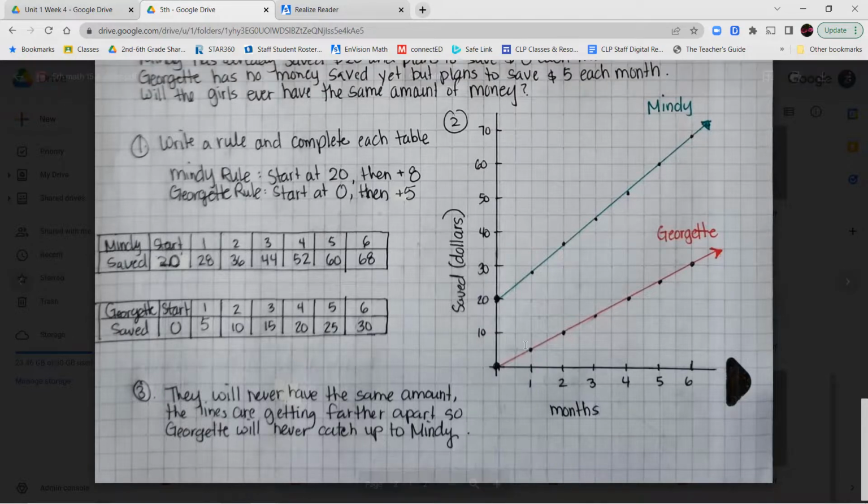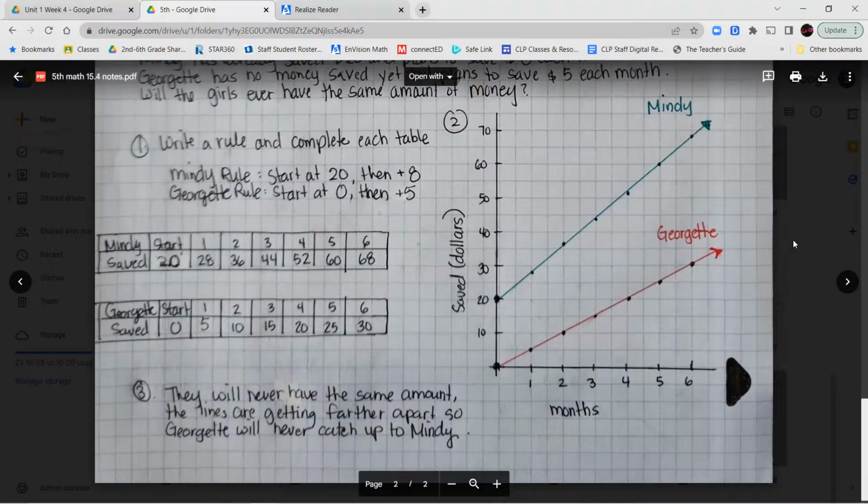Georgette started at 0, and then she had $5 after 1 month, 10 after 2 months. For 3 months, she had 15. 4 months, she had 20. 5 months, she had 25, and 6 months, she had 30.